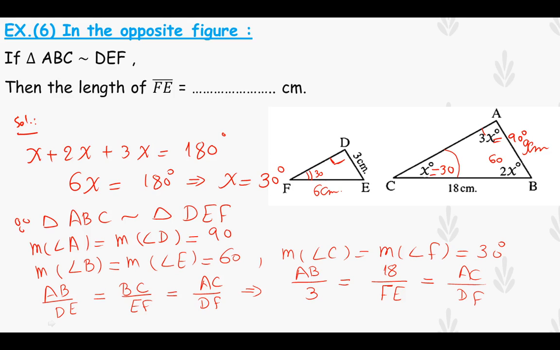Or you can write here AB over 3, and we know that AB equals 9, so you can write 9 centimeters. And to find FE, the length of FE will equal 3 multiplied by 18 over 9. Okay, 18 divided by 9 equals 2, so 3 multiplied by 2 equals 6 centimeters.